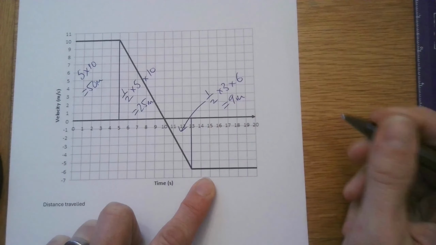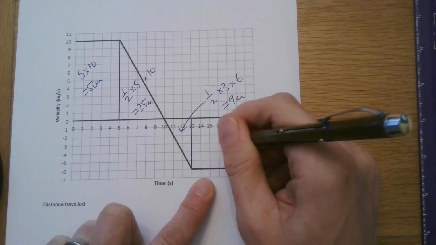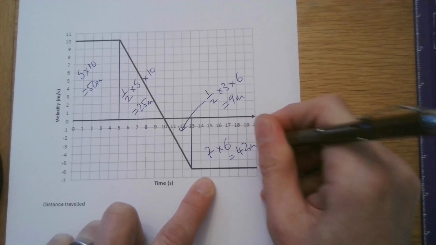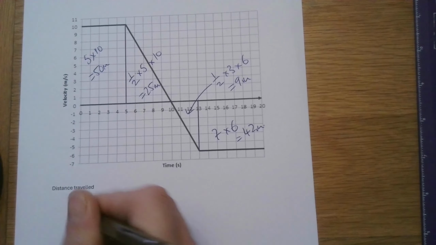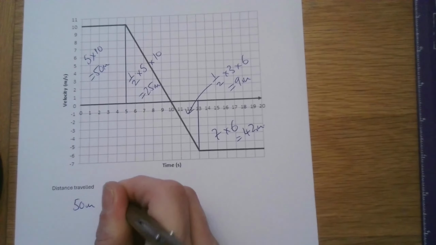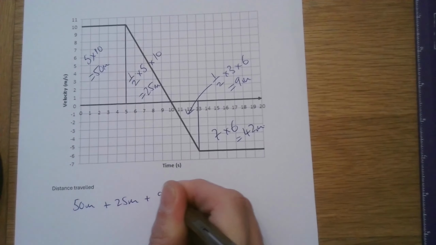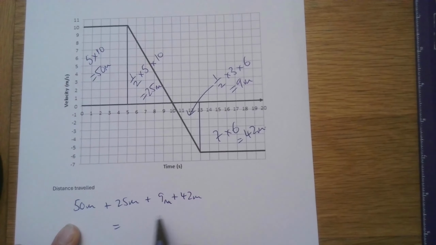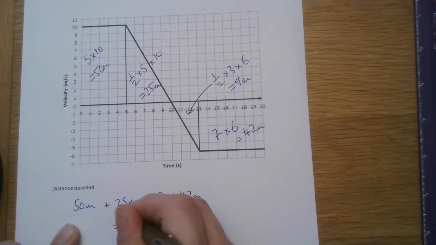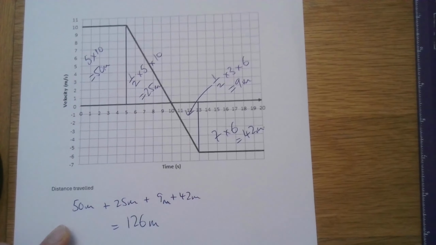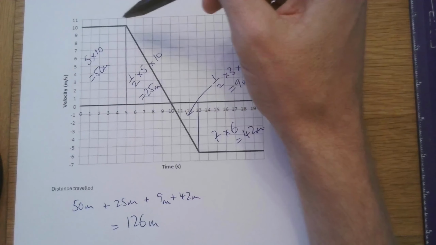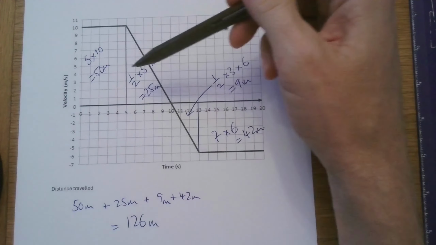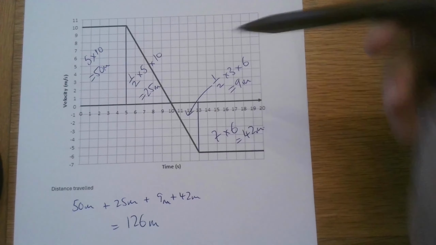And then finally we've got our rectangle here, so again base times height, so 7 times 6, which gives me 42 meters. So my final job, I'm just going to add up all of these distances that we've just worked out. And that gives me 126 meters. So that's our distance travelled, because it's the area between the line and the x-axis all added together. I'm going to show you a little trick now for how we can use this to work out our displacement.